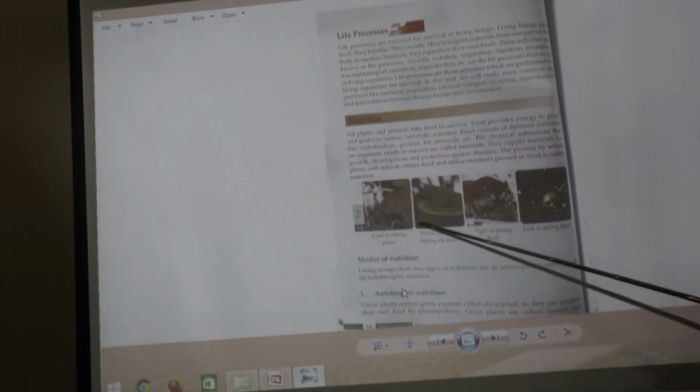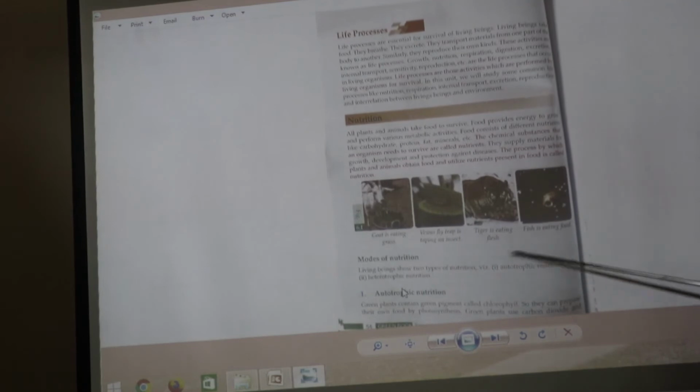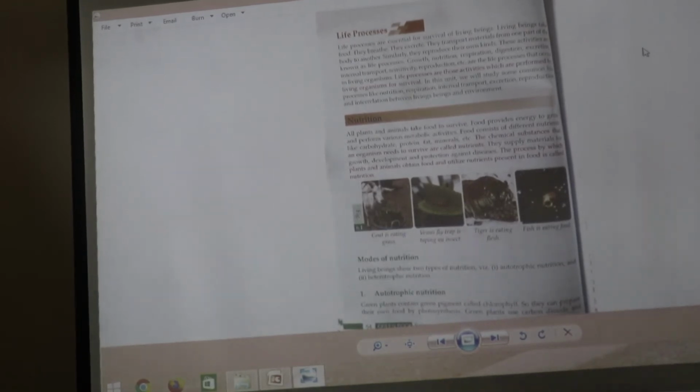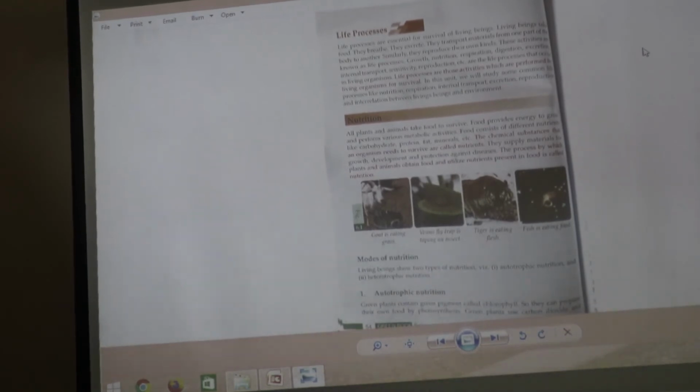Here you can see living organisms taking food for survival. For example, a goat is eating grass, a pitcher plant is trapping an insect, a tiger is eating flesh, and a fish is eating food. Now, what are the modes of nutrition? Living beings show two types of nutrition, that is autotrophic nutrition and heterotrophic nutrition.